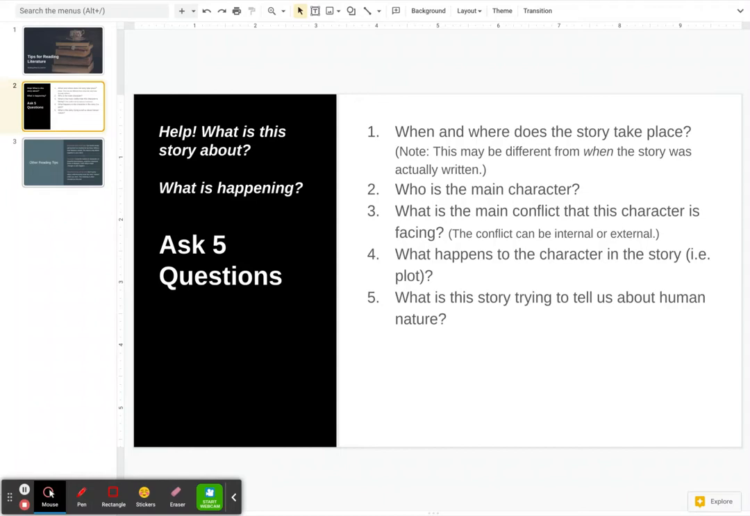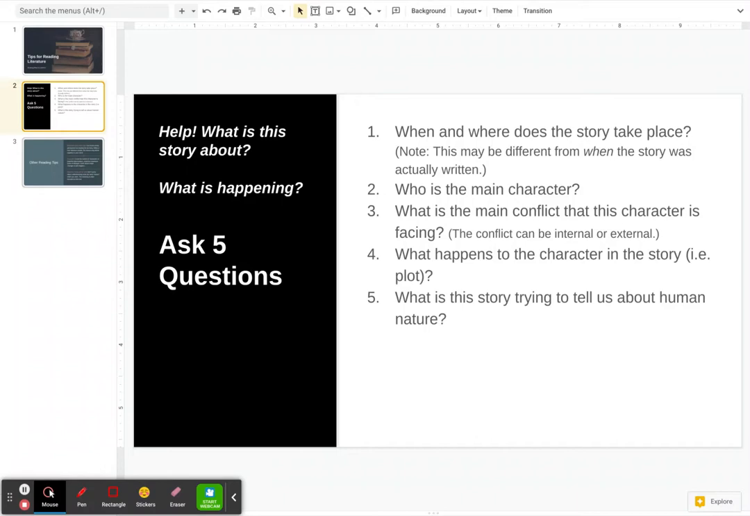1. When and where does the story take place? Note, this may be different from when the story was actually written. So, for example, perhaps the story takes place in the 1940s. However, that doesn't mean that the story was actually written in the 1940s. It may have been written in the 1960s.